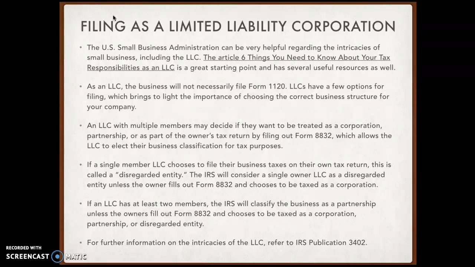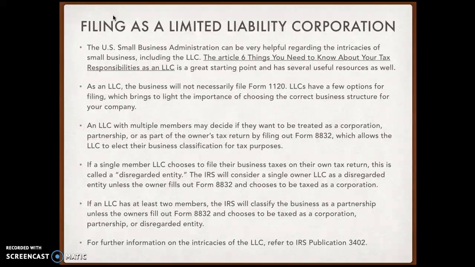Therefore, if a single-member LLC chooses to file their business taxes on their own return, this is called a disregarded entity. They are disregarding the entity of corporation and choosing to be a single person. The IRS will consider a single owner LLC as a disregarded entity unless the owner fills out Form 8832 and chooses to be taxed as a corporation.